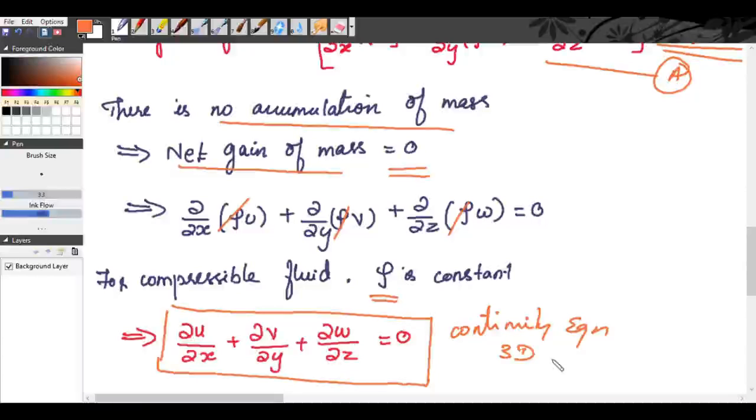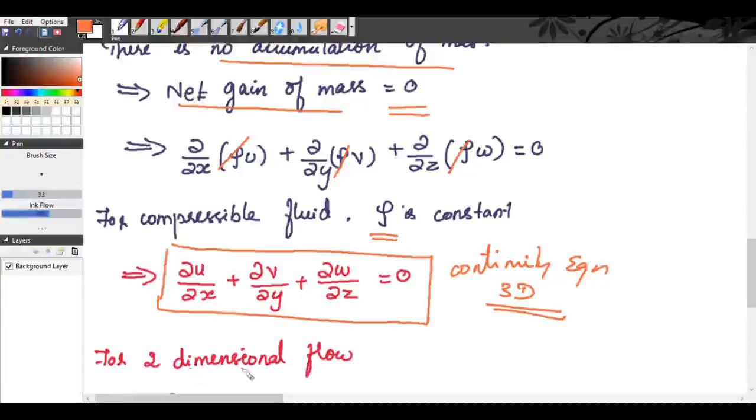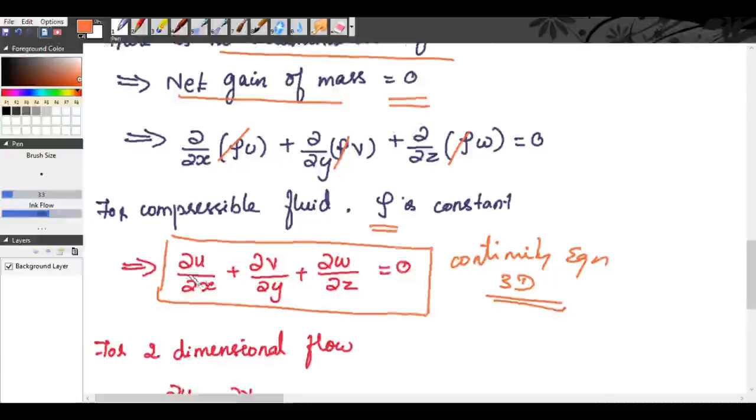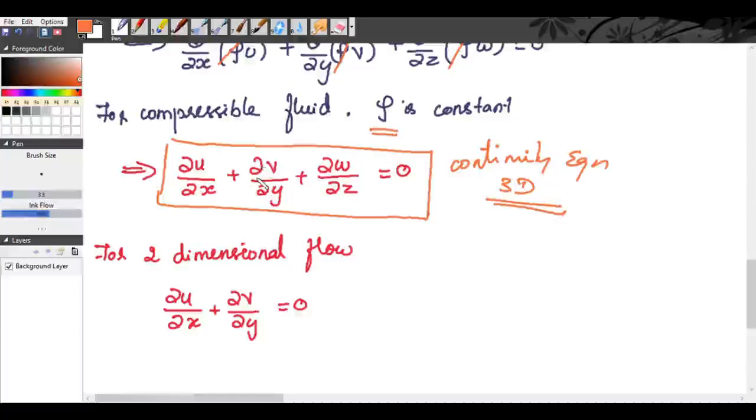∂u/∂x is related to the velocity components: velocity in x direction, velocity in y direction, velocity component in z direction. So ∂u/∂x plus ∂v/∂y plus ∂w/∂z is equal to 0. This is for three dimensions. What happens if it is for two dimensions? This equation becomes ∂u/∂x plus ∂v/∂y is equal to 0. This is our continuity equation for two-dimensional flow.